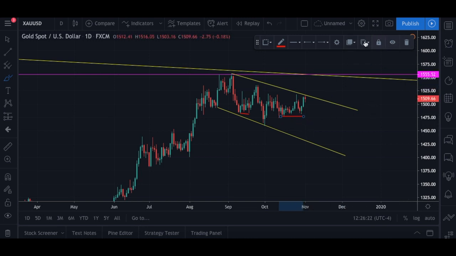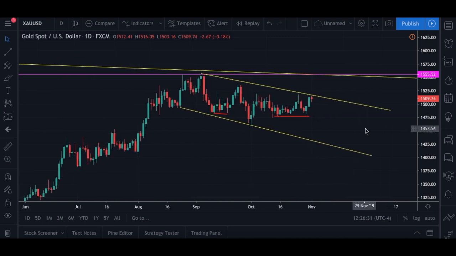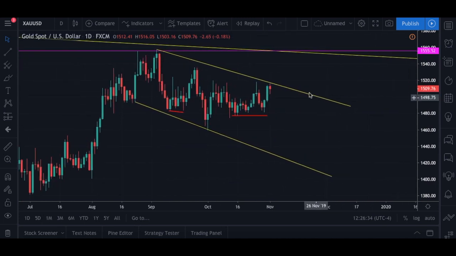So yeah, hopefully we see what happens with that. But my bias already, just based on the daily, would be to take sells in the coming weeks, or week. And yeah, we'll see.